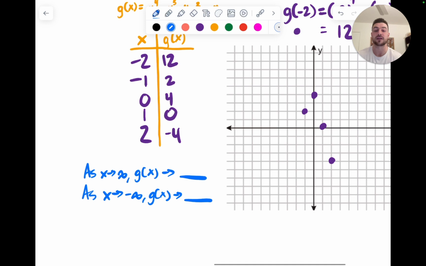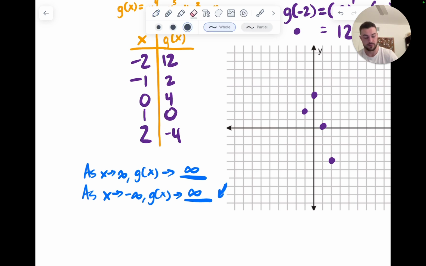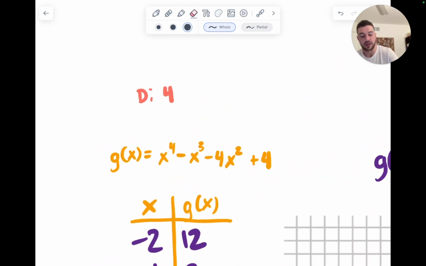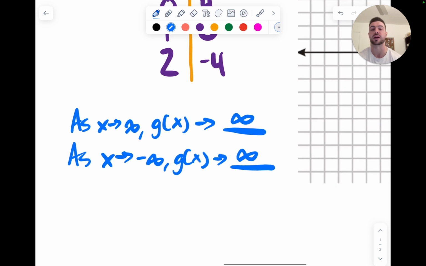So in this case, our end behavior, these two values right here should be the same. Either they're both positive or they're both negative. Now, let's just say I make them both positive for now. The next thing we need to look for is our leading coefficient. And in this case, our leading coefficient is 1, which is positive, which means there are no reflections and everything gets to stay pointing up.